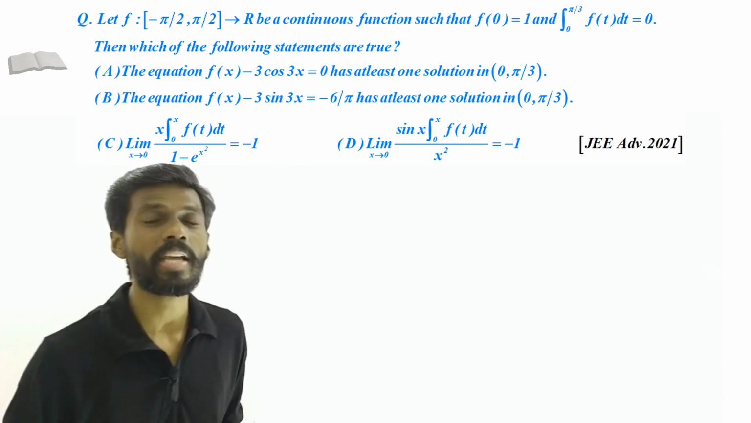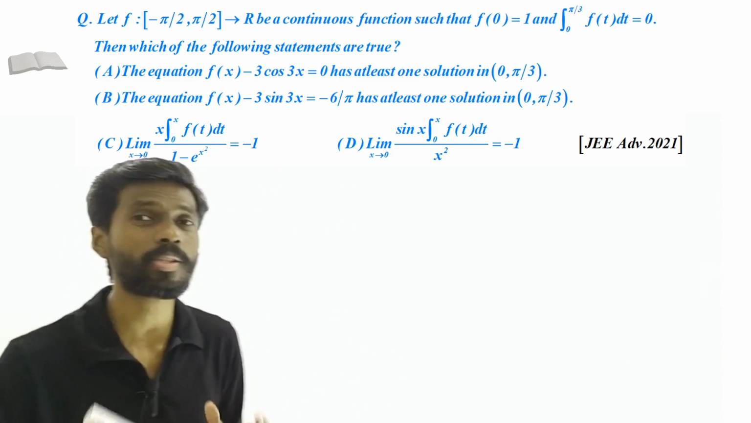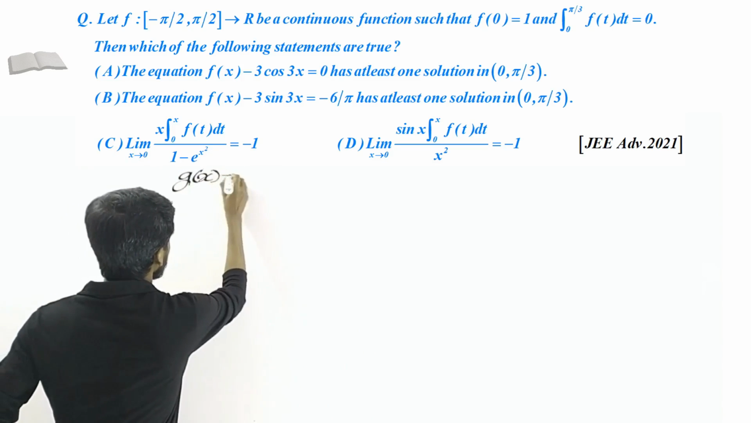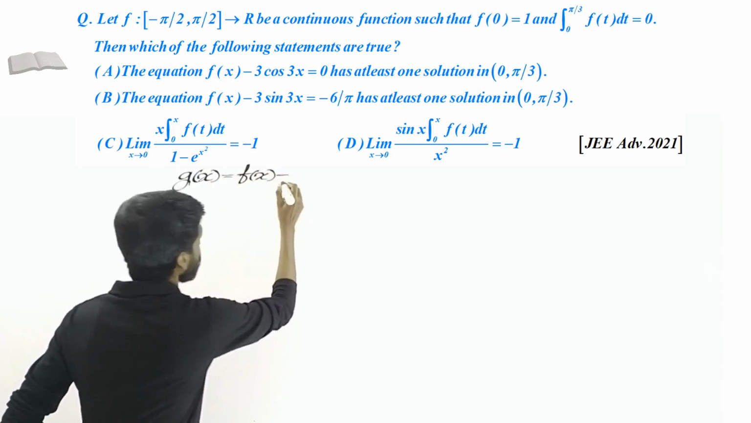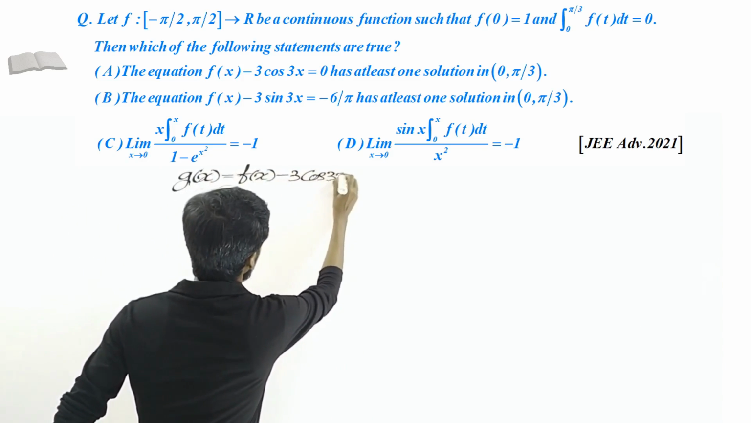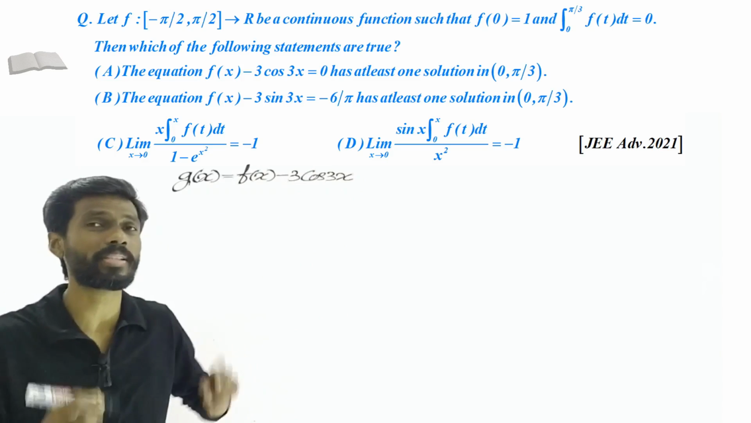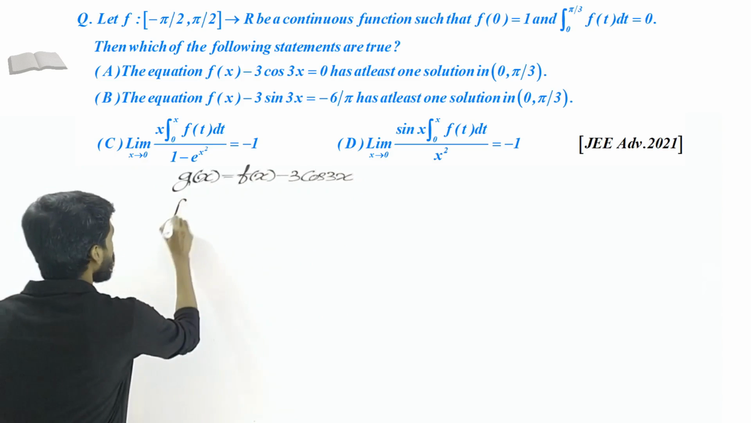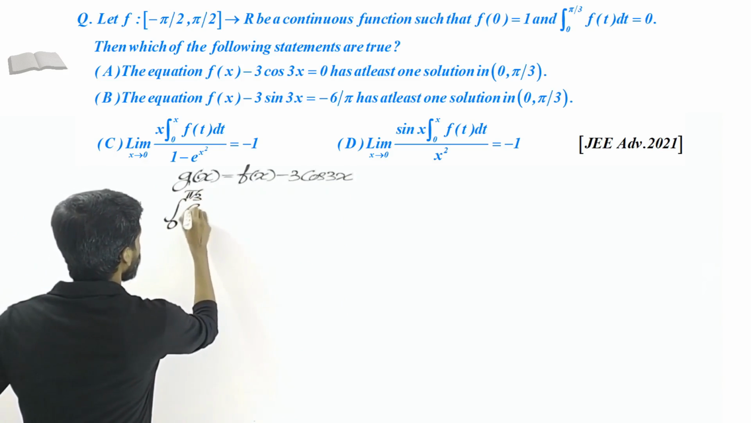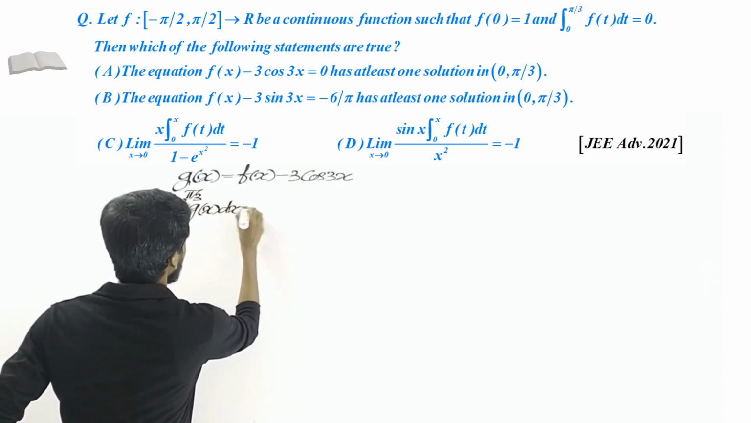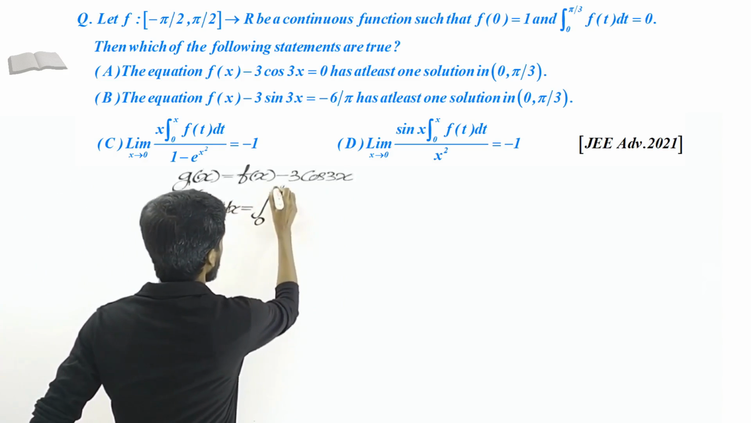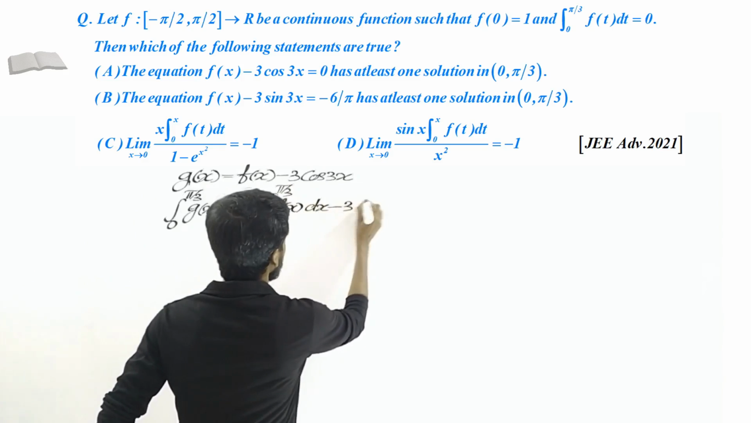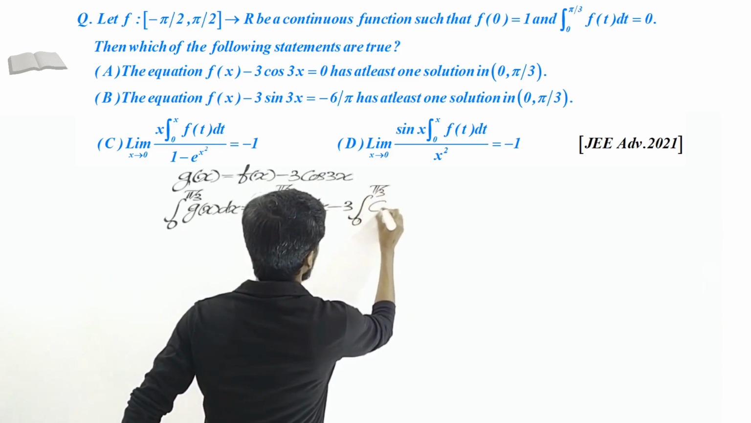So the first equation: f of x minus 3 cos 3x equal to 0, does it have a solution or not? Let us take some g of x to be that function, f of x minus 3 cos 3x. Now we have to see whether g of x equal to 0 has a solution or not. So let us do the integration of this. Integral 0 to pi by 3 of g of x dx equals integral 0 to pi by 3 of f of x dx, let us separate it, minus 3 integral 0 to pi by 3 of cos 3x dx.